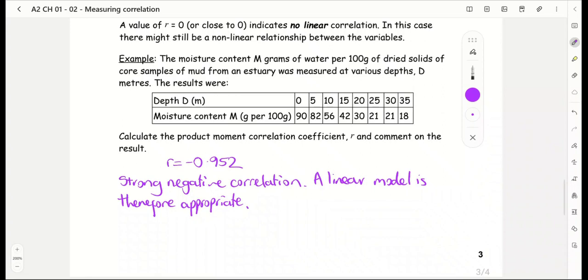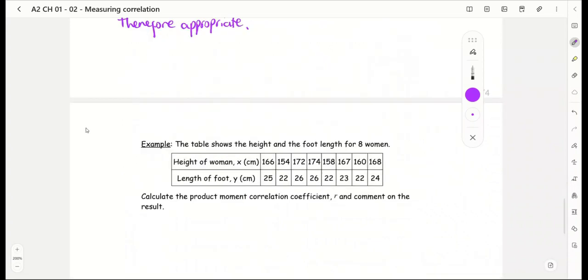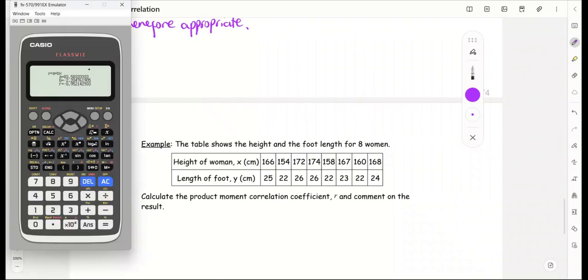So fairly straightforward so far. In the next example, we have the height and foot length for 8 women. And again, it goes on to calculate the product moment correlation coefficient R and comment on the result. So we will go back to our table of data. We will look to delete all, and enter in the data that we have.